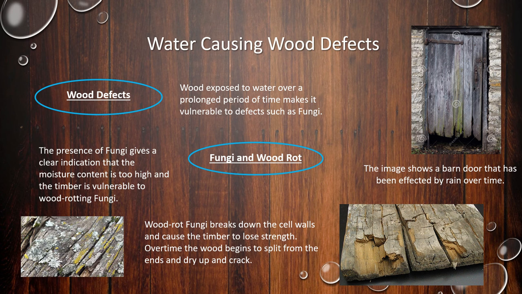So fungi and wood rot are the two most common ones. You can see there in the pictures that the wood splits once it rots, and we can see the fungal growth as well on the picture down the bottom left.